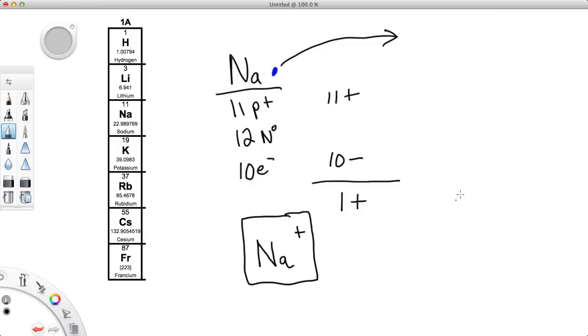And that is the same for all the elements there. So potassium ion, it wants to lose 1 electron. Lithium ion, it wants to lose 1 electron. Rubidium ion, it wants to lose 1 electron. So they're all indicated with their chemical symbol and a plus, indicating that they have lost 1 electron.